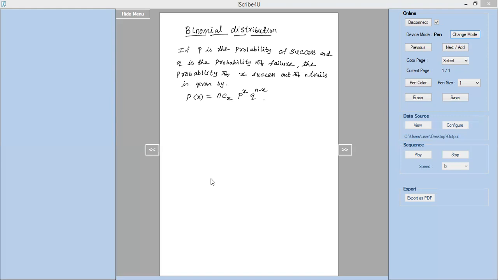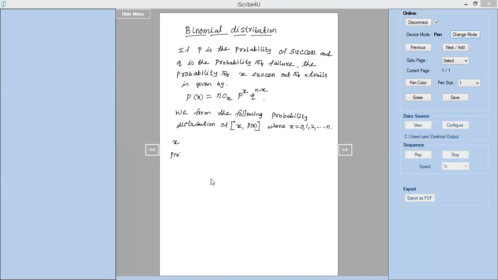Right. We form the following probability distribution. The probability distribution of X, P of X, where X equal to 0, 1, 2, and so on up to n.